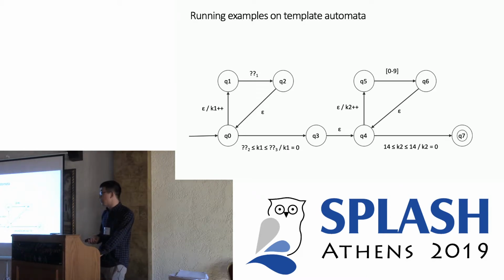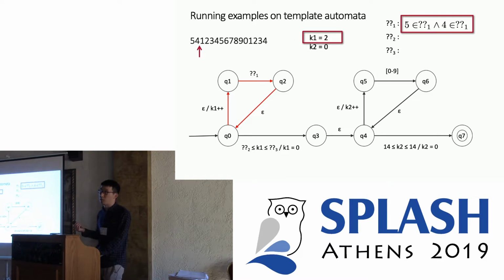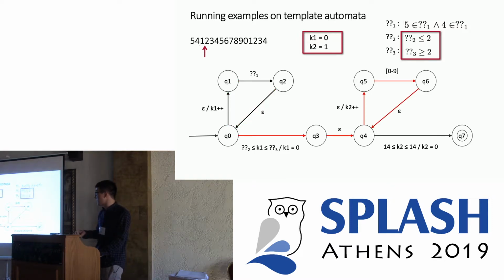So given this template automaton, we will showcase how to generate constraints by running an example. Upon reading the first character phi, we will invoke the transitions that are highlighted in red. So the value of K1 increments by 1, and we also generate a constraint for hole 1 saying that phi must be accepted by hole 1. And upon reading the second character, we take the same transitions. So the value of K1 increments to 2, and we have another constraint for hole 1. Upon reading the third character, we exit the sub-automaton by taking Q0 to Q3.